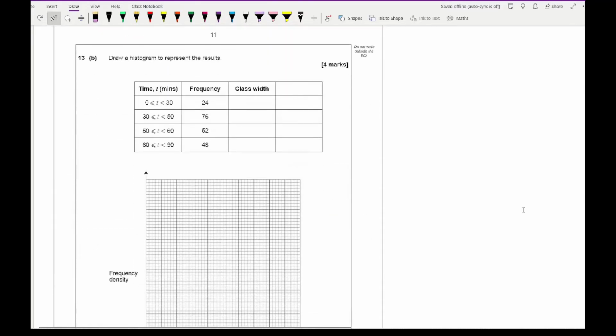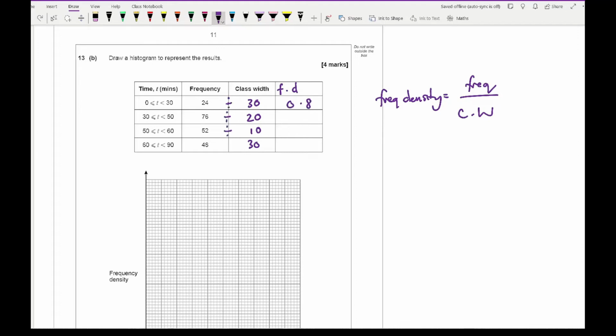Now in terms of question B, it says draw a histogram to represent the results. So again, for this we need to work out our class width. That's going to be 30, 20, 10 and 30. Then I need to work out my frequency density. Frequency density, as a quick refresher, is the frequency divided by the class width. So for this it's going to be 24 divided by 30, and that's going to give me 0.8. I then do 76. So basically what I need to do is just divide these two up.